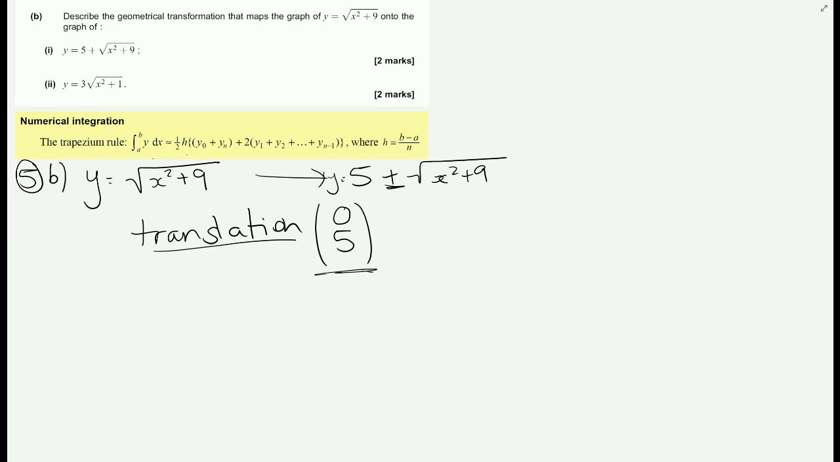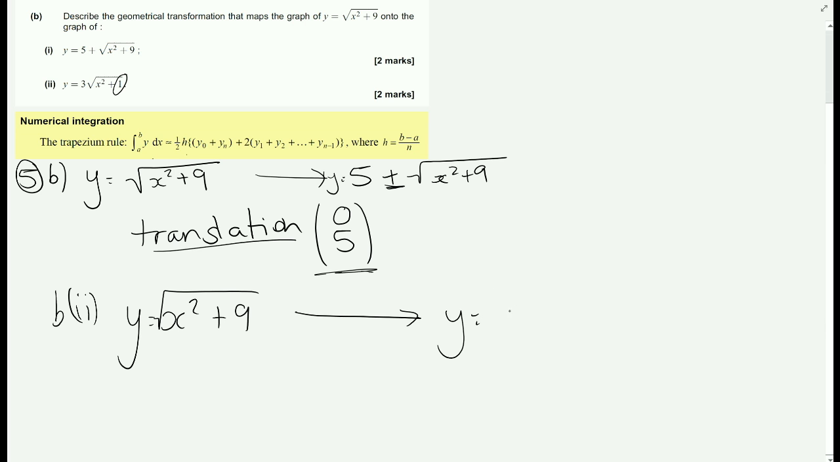Okay, for B part 2 then, this one you'd be forgiven for thinking that it was a stretch in the y direction. But what's really important to notice is that this number here is now a 1, it's no longer a 9. So we have gone from y equals the square root of x squared plus 9, sorry, onto y equals 3 lots of the square root of x squared plus 1.